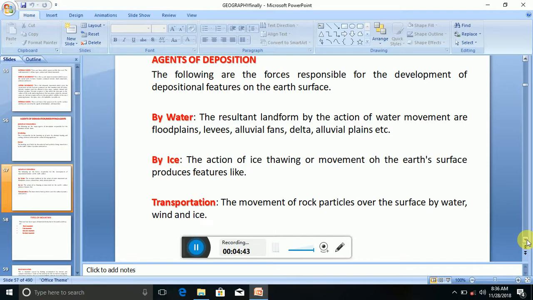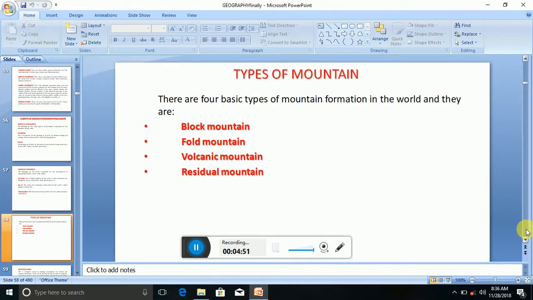Transportation. The movement of rock particles over the surface by water, ice, and wind. In subsequent classes, we are going to be looking at types of mountain, and we're going to be going from there.